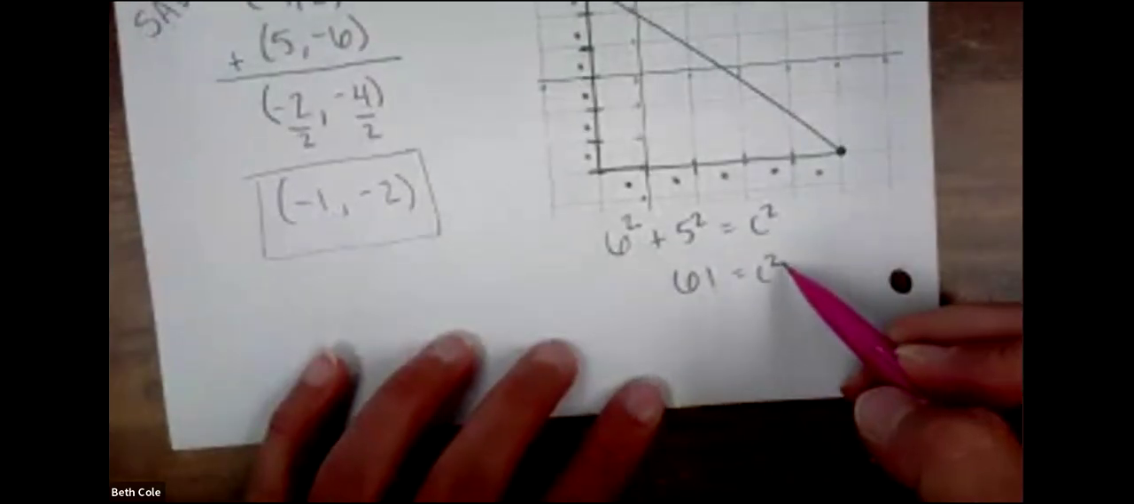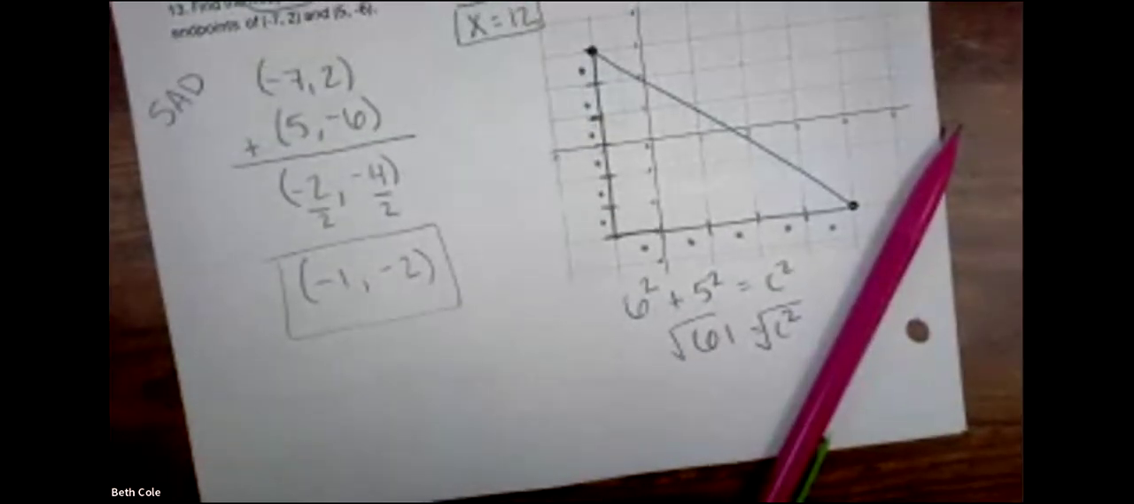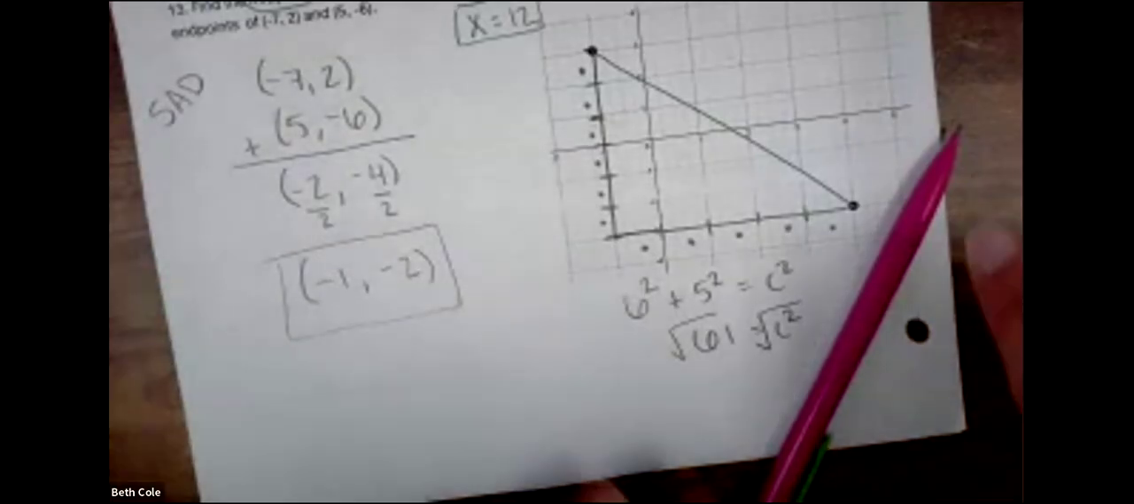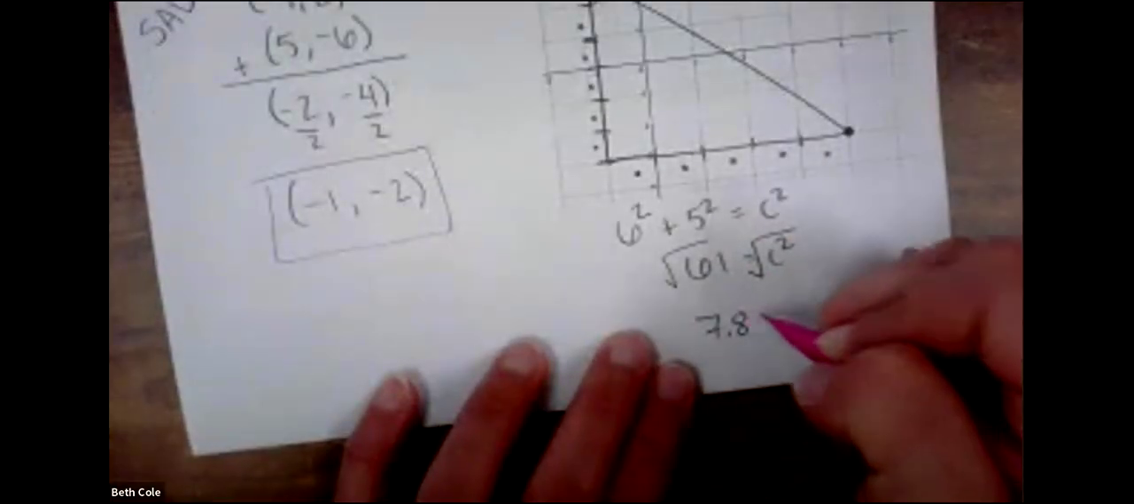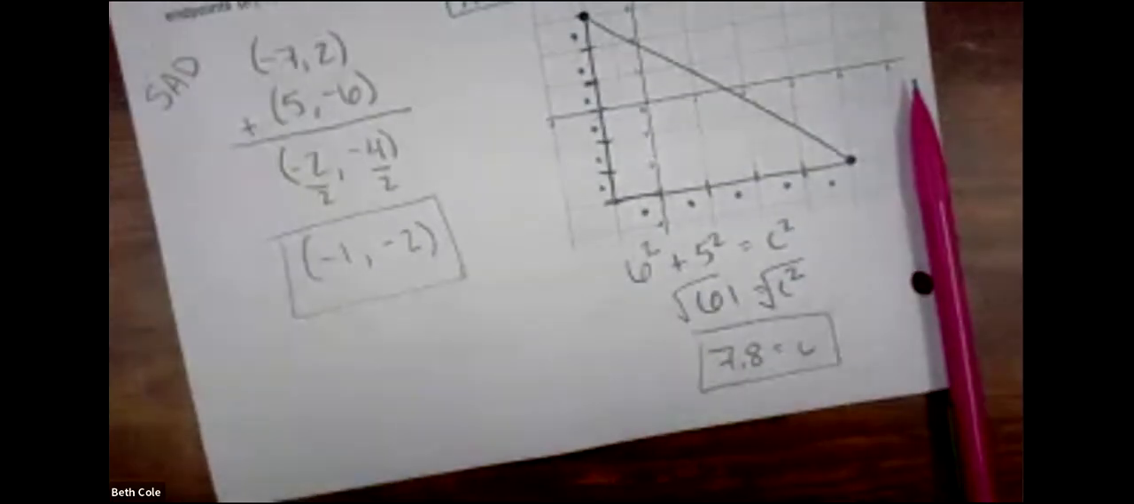And then what's your last step to get the squared out? Square root. Perfect. So I'm going to type square root of 61, and I got 7.8. So you're just going to round to 1 decimal point. Okay, so a squared plus b squared equals c squared.